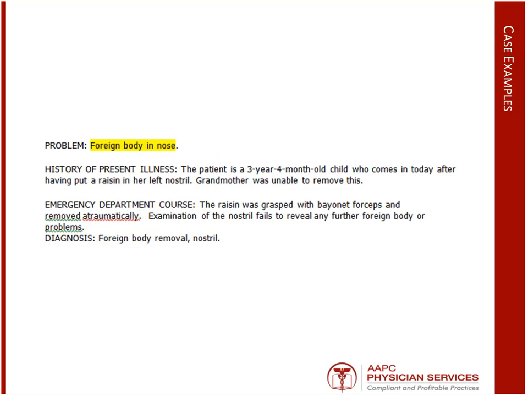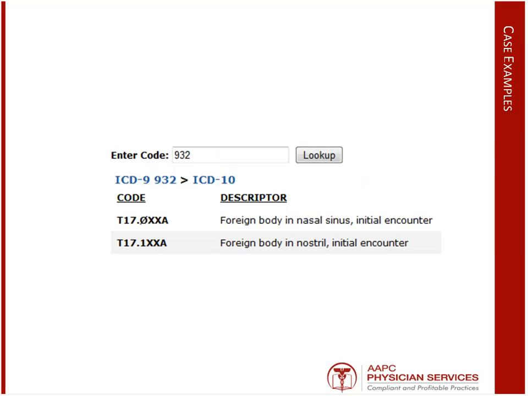Another one here, we have a foreign body in the nose. Patient 3 to 4 months old, they came in today because they stuck the raisin up their nostril and the grandma couldn't get it out. So the raisin was grasped with bayonet forceps, removed atraumatically. Exam of the nostril fails to reveal any further foreign body or problems. Diagnosis, foreign body removal of the nostril. Once again, we don't know, is it the right or the left? Did they stick raisins up both? Is it bilateral? We're not able to code it without that information.